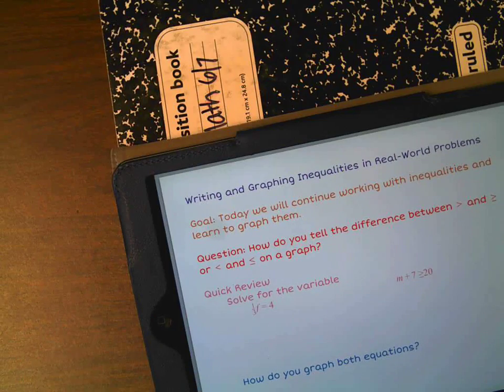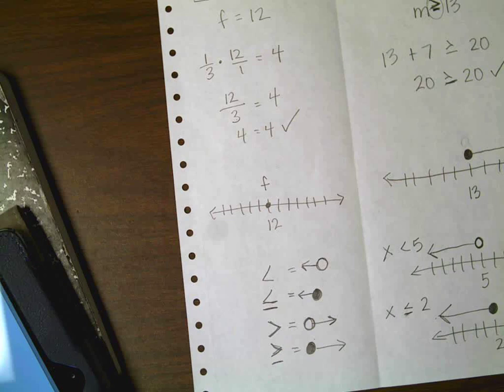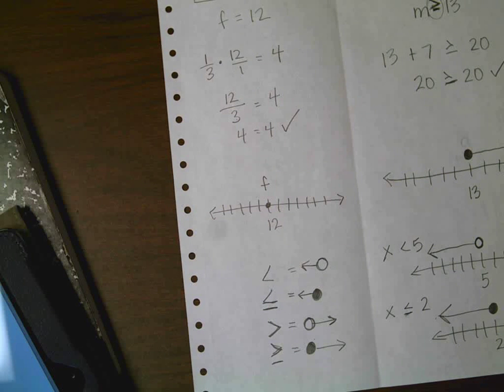Okay, let's go back up to our goal. Today we will continue working with inequalities and learn to graph them. And then, how do you tell the difference between less than or equal to, and greater than or equal to on a graph? The way you tell the difference is because of these pictures right here for your symbols. Okay? So you'll practice this in class tomorrow, and that's all I have for you today.